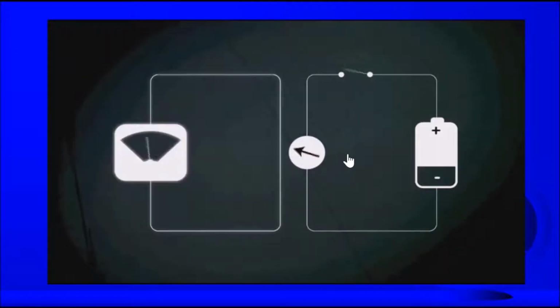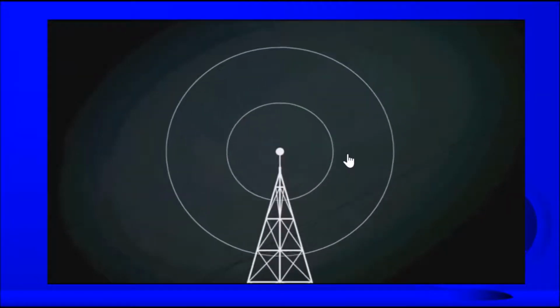Also be detected in another circuit placed near to the first. This is how radio waves travel across space.